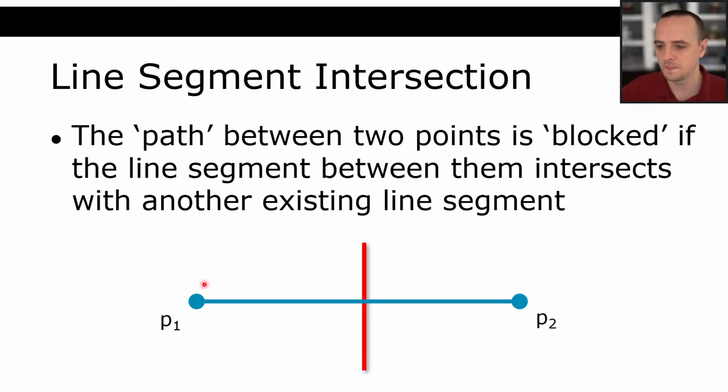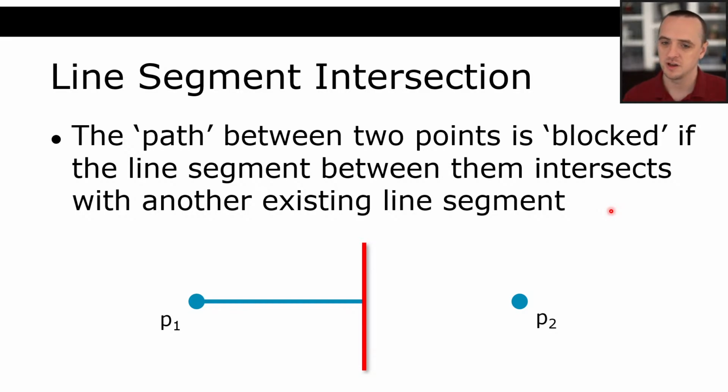So, for example, if we draw a straight line segment between P1 and P2, and this intersects with another line segment, then it is blocked, right? There is no line of sight between those two things. So that's the line segment intersection problem.